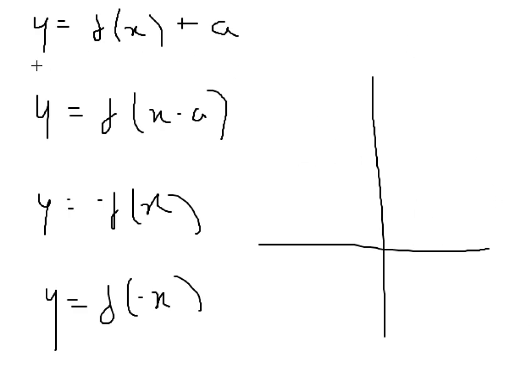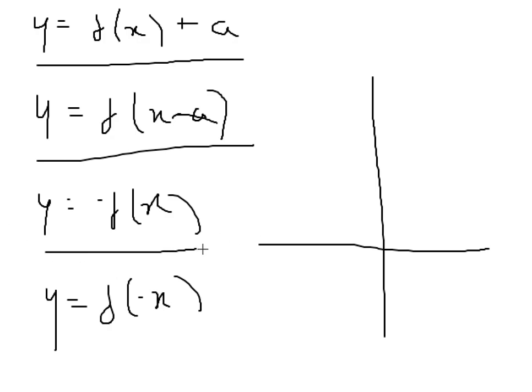So to recap, the first rule is a translation in the y-axis. Second rule is a translation in the x-axis, but you invert whatever's inside. The third rule is a reflection in the x-axis, and the fourth rule is a reflection in the y-axis. These are just something that you're going to have to learn, I'm afraid.